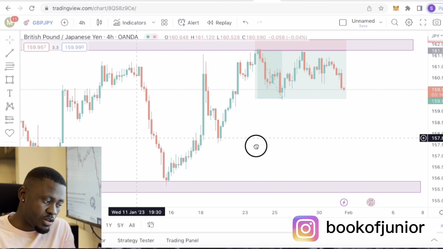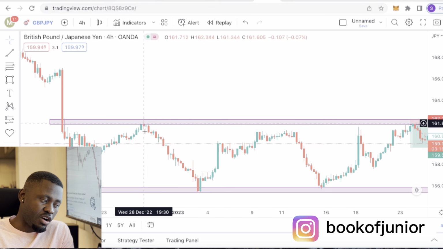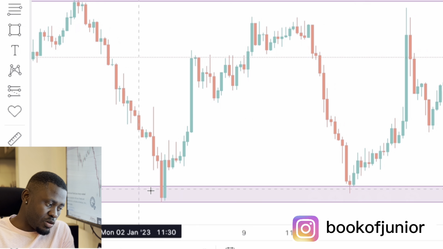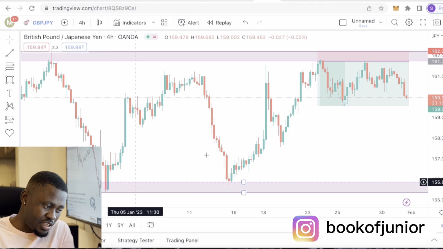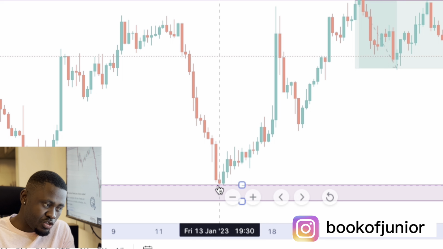Remember, we have reversal candles, traders. Look at this candle here. This is a bearish pin bar, which most of you call a shooting star. Then look at what we have here. We have tweezer bottoms right here. Again, look here. We have a spinning top right here.